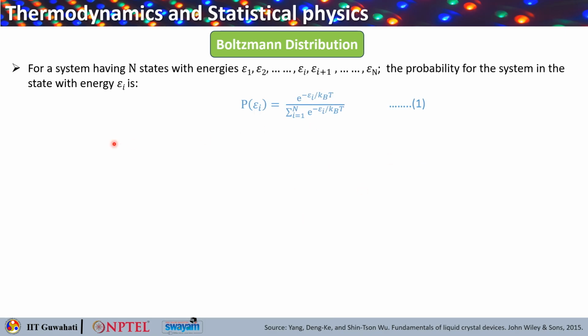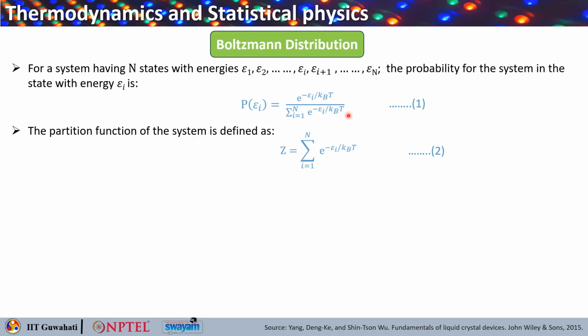So, let us take some examples here. For a system that has got capital N states, where the energies are defined as epsilon 1, epsilon 2 up to epsilon N, you can say that the probability for the system to be in the energy state epsilon i is P of epsilon i. That can be given as e to the power minus epsilon i divided by kBT, divided by the sum of all these probabilities to be in all the states. So, you do summation over i from 1 to capital N of e to the power minus epsilon i divided by kBT.